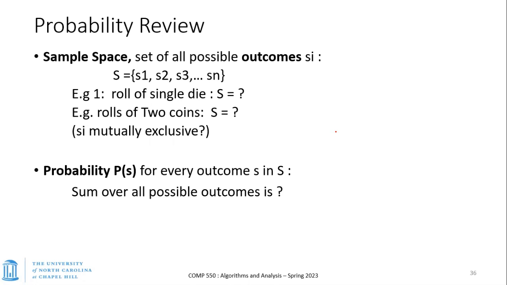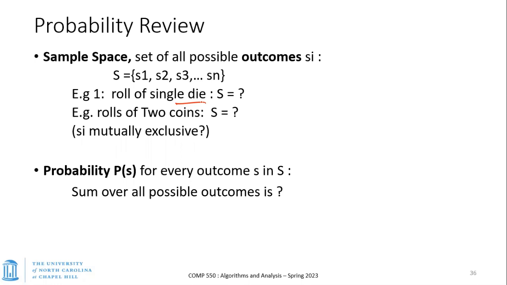Okay, so some questions. What is the sample space? Some definitions. It's a set of all possible outcomes. What are the outcomes? A simple example is doing a simple experiment: you're rolling a single die. What is S? What are the possible outcomes for rolling a single die? Sorry, 1 through 6. So it's simply 1, 2, 3, 4, 5, 6.